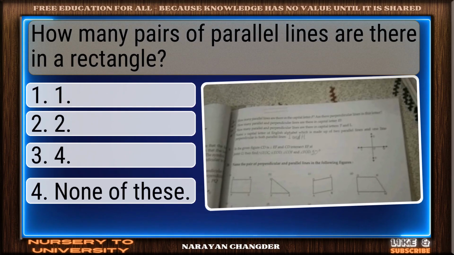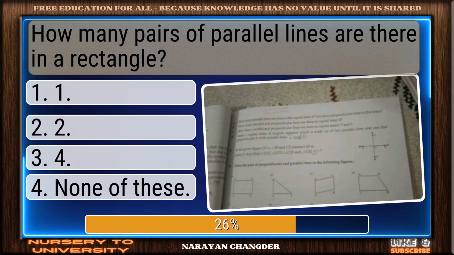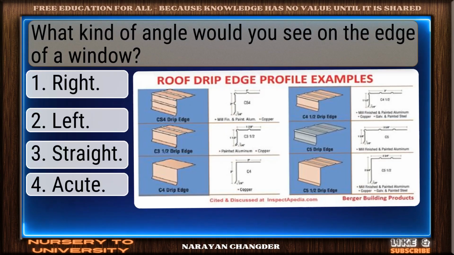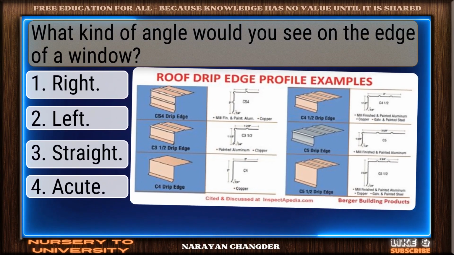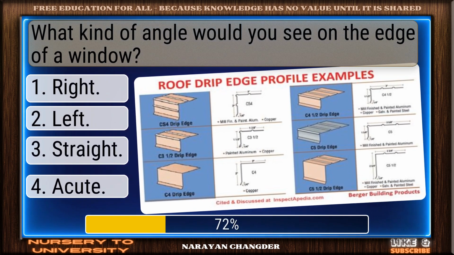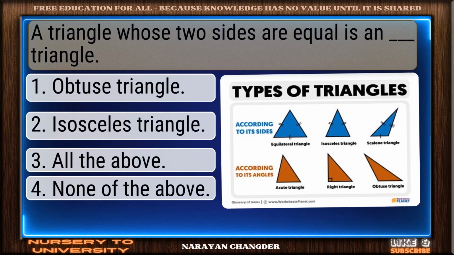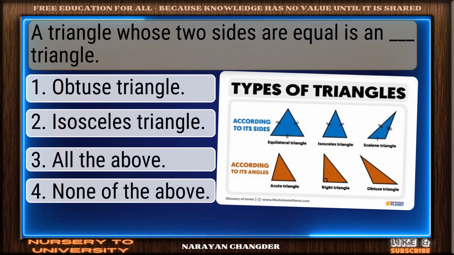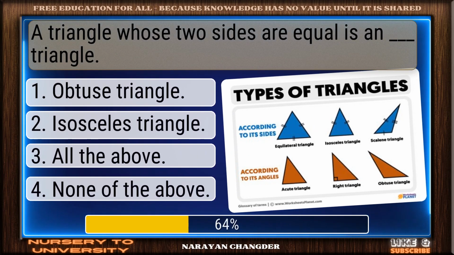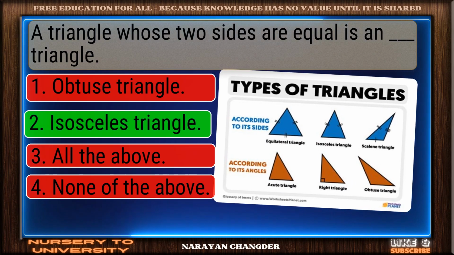Question number 136. How many pairs of parallel lines are there in a rectangle? Bravo. 2 is the answer. Question number 137. What kind of angle would you see on the edge of a window? Excellent choice. Right is the right answer. Question number 138. A triangle whose two sides are equal is a blank triangle. Smart pick. Isosceles triangle is the correct choice.